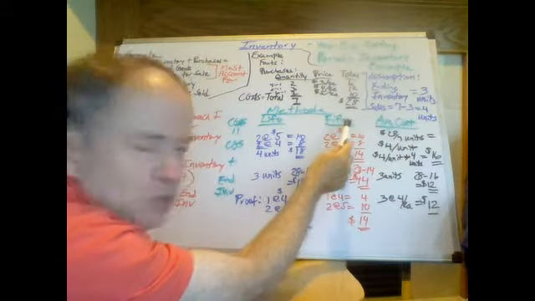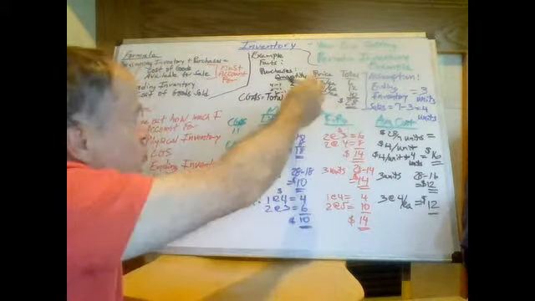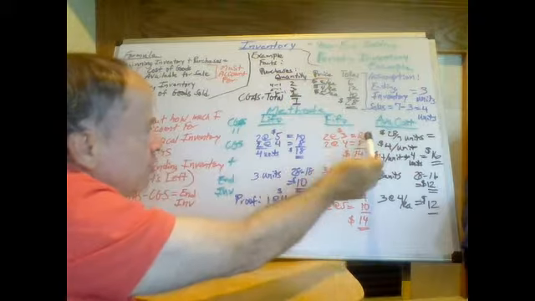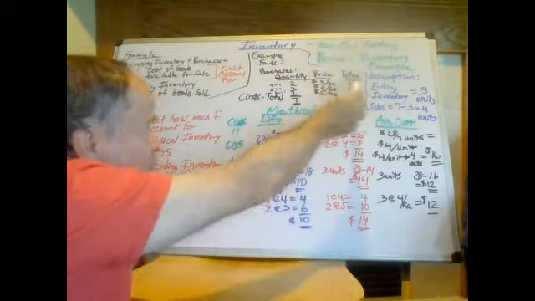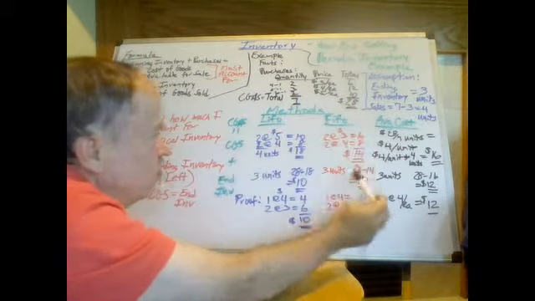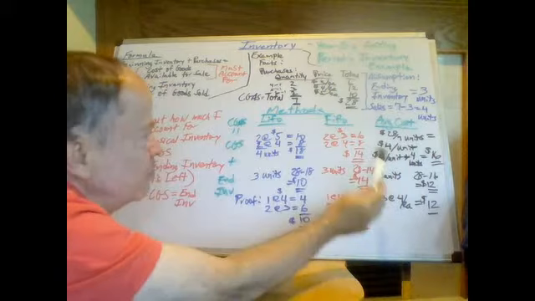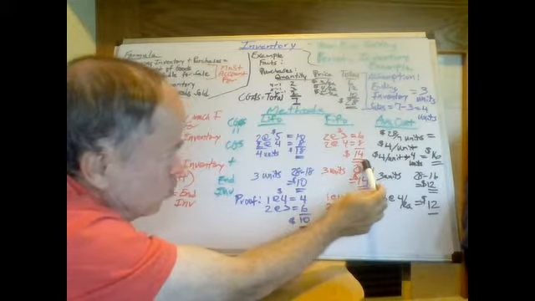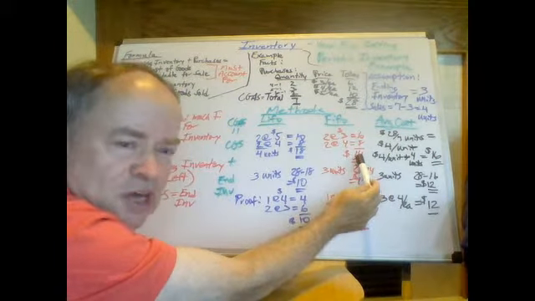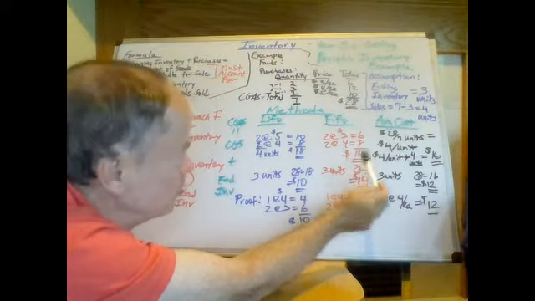FIFO, first goods in, first goods out, or first goods in, first goods sold. So the first goods in here were 2 at 3. So that's 6. I've exhausted that layer. Come down here and take part out of here, 2 at 4, which is 8. I've figured out all my sales of 4 units. That adds to $14. So my cost of goods sold, the items that were sold, is $14.